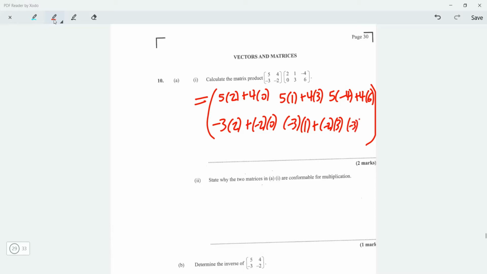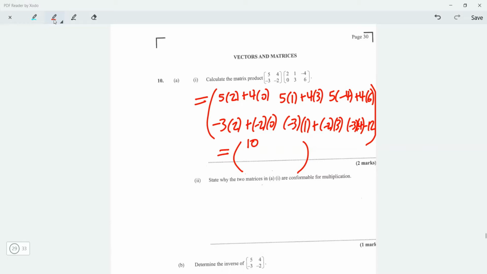That's negative 3 times negative 4 plus negative 2 times 6. Just going to write minus 12 due to lack of space. So all of this works out to be 5 times 2 is 10, not 12. 10 plus 4 times 0, that's 10.